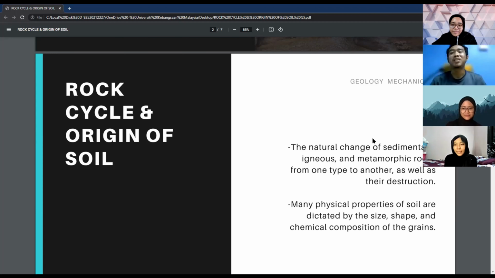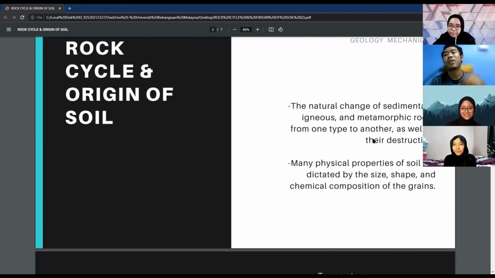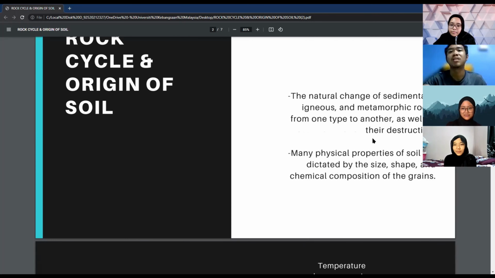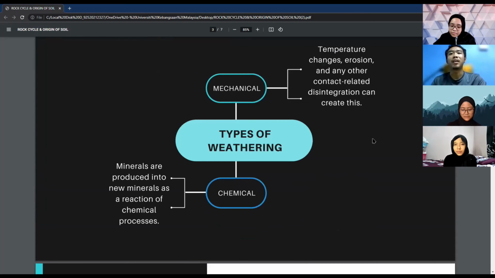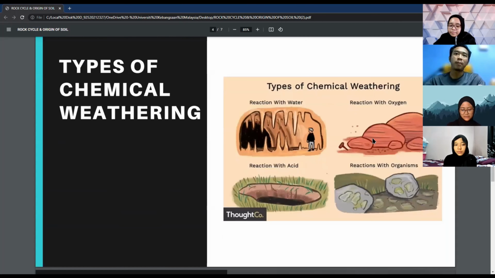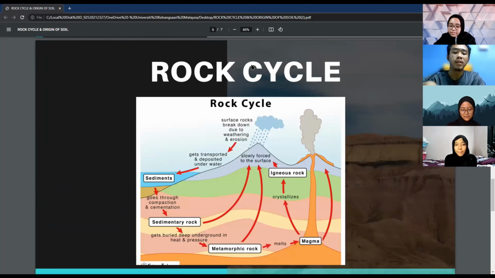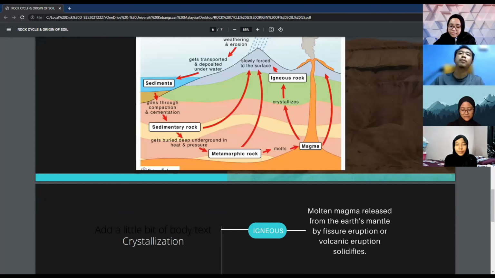Okay, rock cycle. What is a rock cycle? A rock cycle is a natural change of sedimentary, igneous and metamorphic rocks from one type to another, as well as their destruction. And many physical properties of soil are detected by the size, shape, and chemical composition of the grains. Okay. This is an example of the rock cycle.